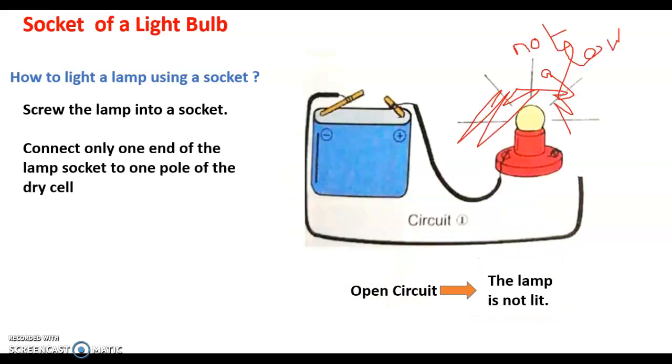So we have a closed circuit that allows the flow of current and thus the lamp is lit. However, when we connect only one end of the lamp socket to one pole of the dry cell, this is not enough. No closed circuit is formed. The circuit is open and the lamp doesn't glow, is not lit.